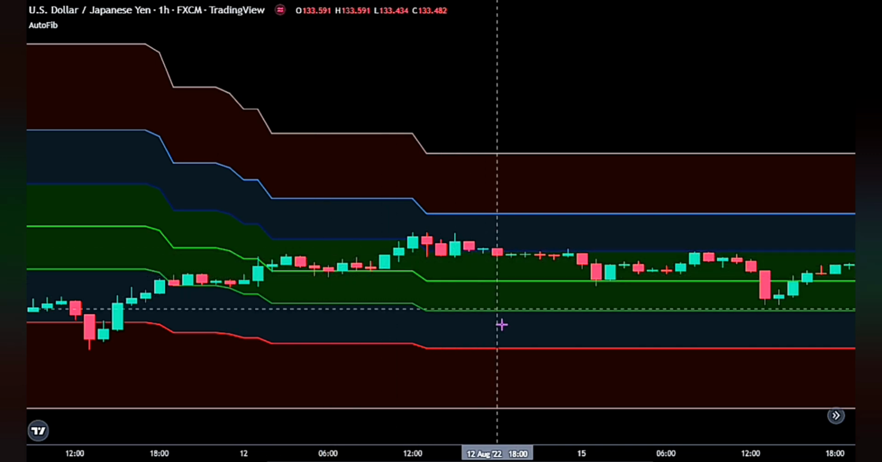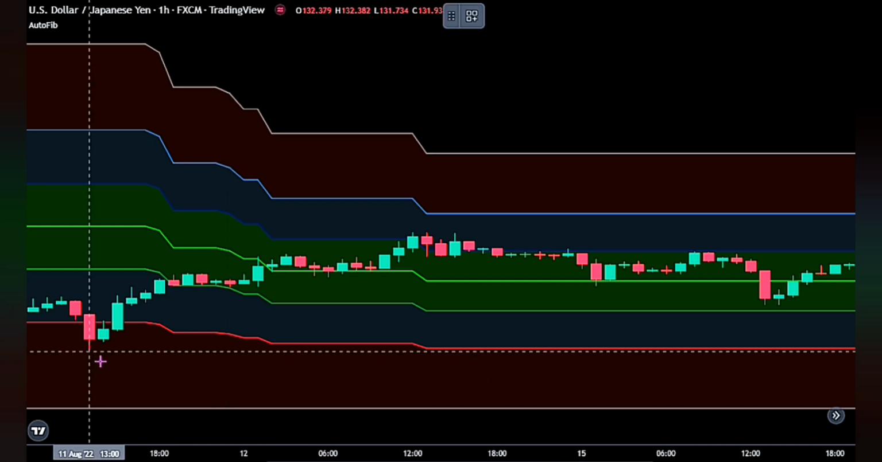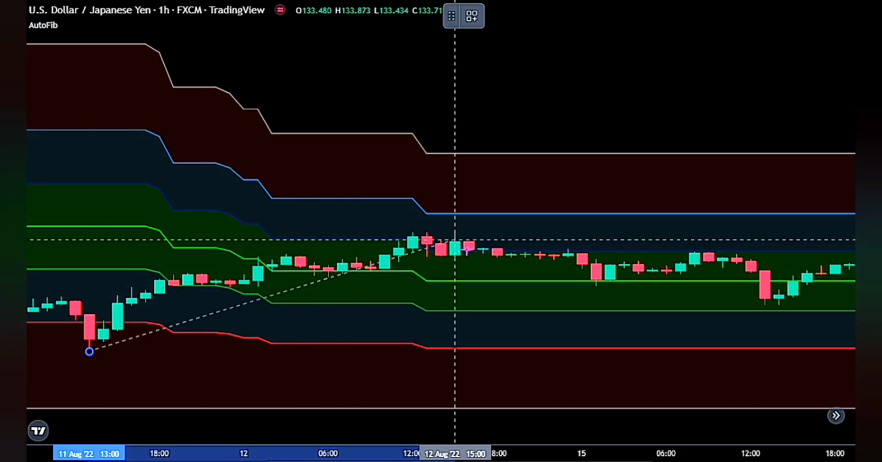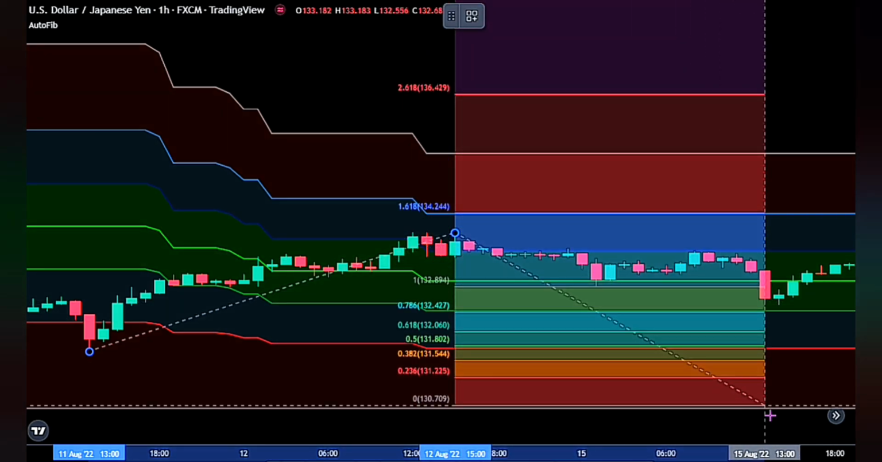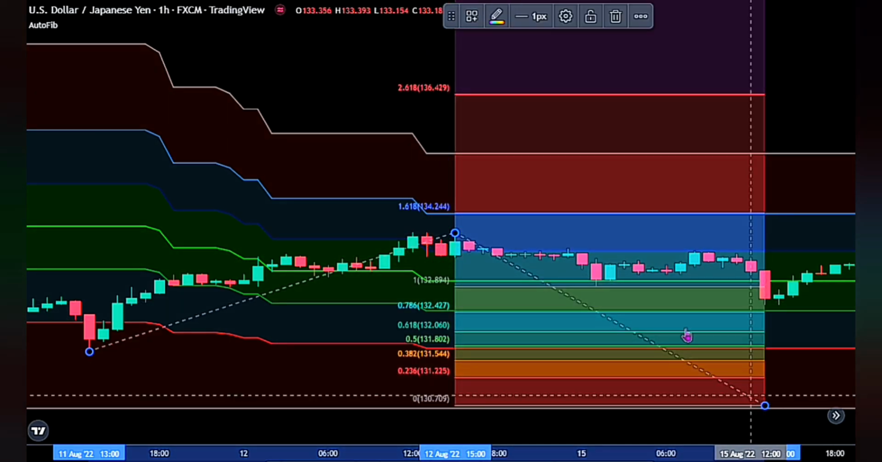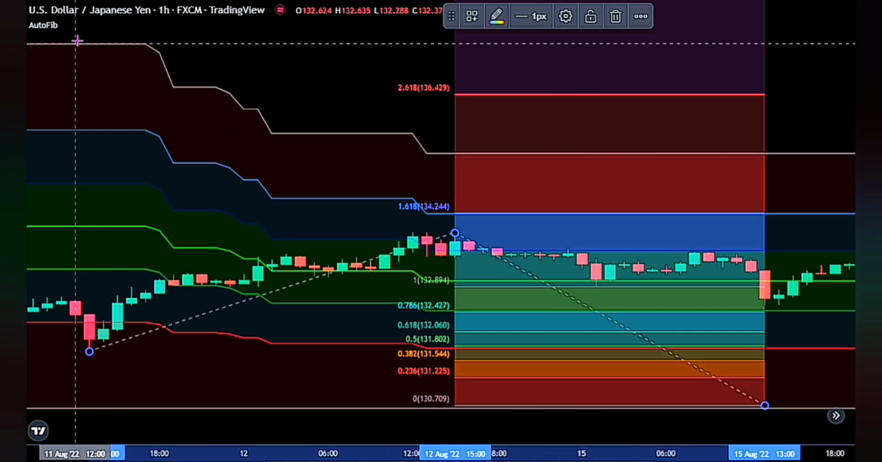Now a lot of you know that when people tend to draw the Fibonacci retracement lines, they tend to make a lot of mistakes. Using recent swing highs and lows might not give you the best support and resistance Fibonacci levels. That's why we decided to use the auto Fibonacci retracement.